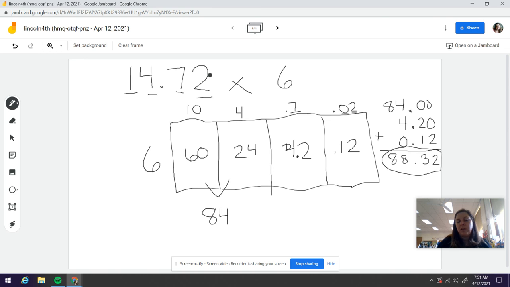So the important things to notice here are that I treat it kind of like just normal numbers. I ignore the decimal a little bit as I'm setting up my area model. And then I have to pay attention to the decimal once I've multiplied the numbers in order to count how many spaces are to the right of the decimal and do the same thing in the answer, in the product.